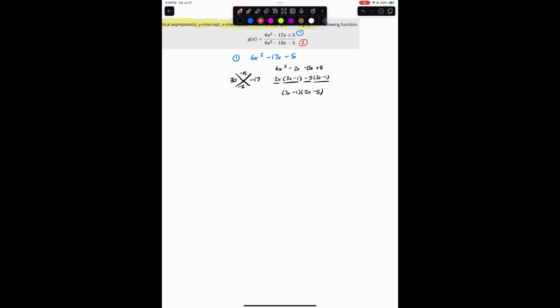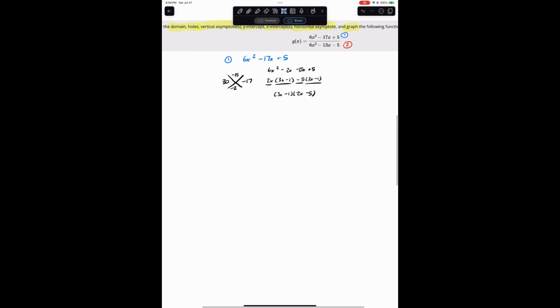For our denominator, let me move this back actually. Okay, for our denominator, we do the same process, and we're going to factor. I'm looking for two numbers that multiply to negative 30 and add up to negative 13. This is negative 15 and positive 2, so very close to the original. You have 6x squared plus 2x minus 15x minus 5.